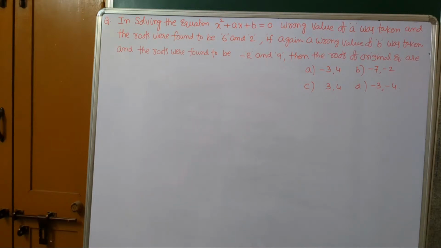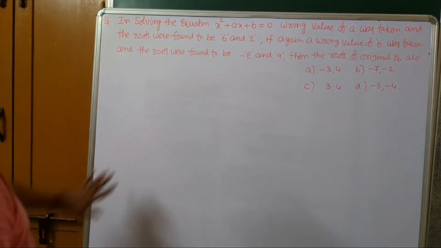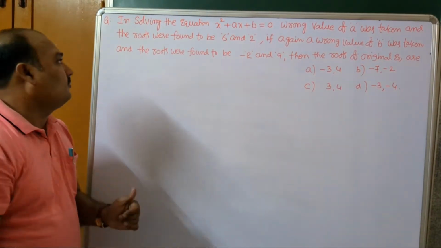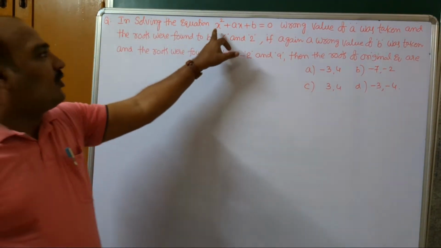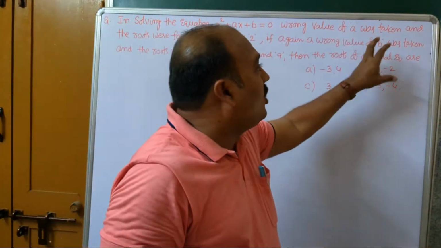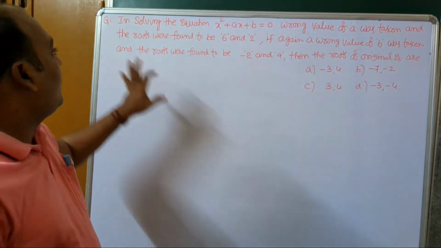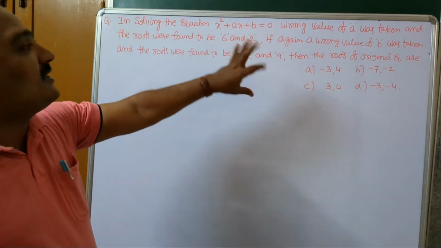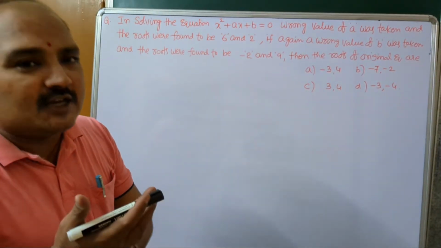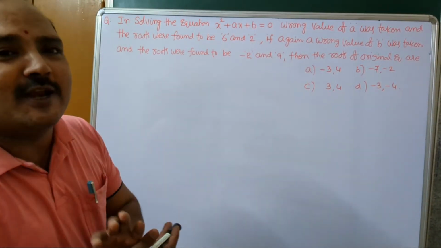These type of questions. So consider the first quadratic equation. First you read the question thoroughly, everyone. In solving the equation x square plus ax plus b equal to 0, wrong value of a was taken and the roots were found to be 6, 2. So for some Telugu medium students, they are English medium but they want to explain in Telugu also.